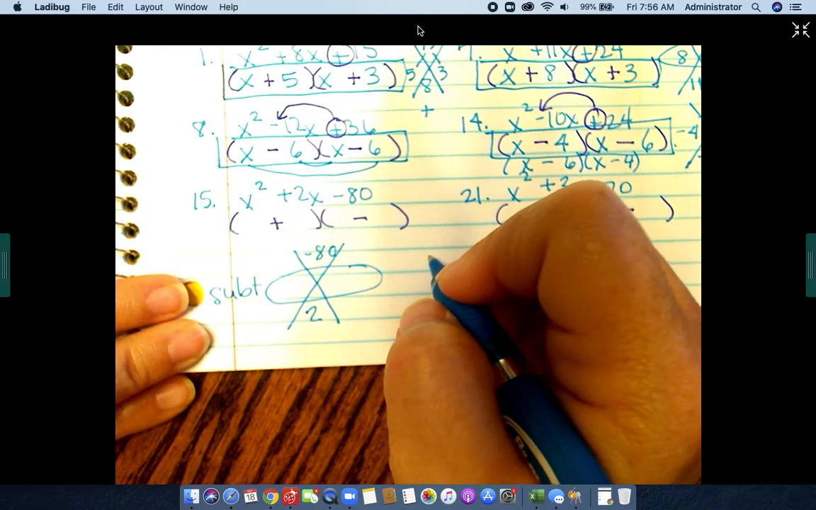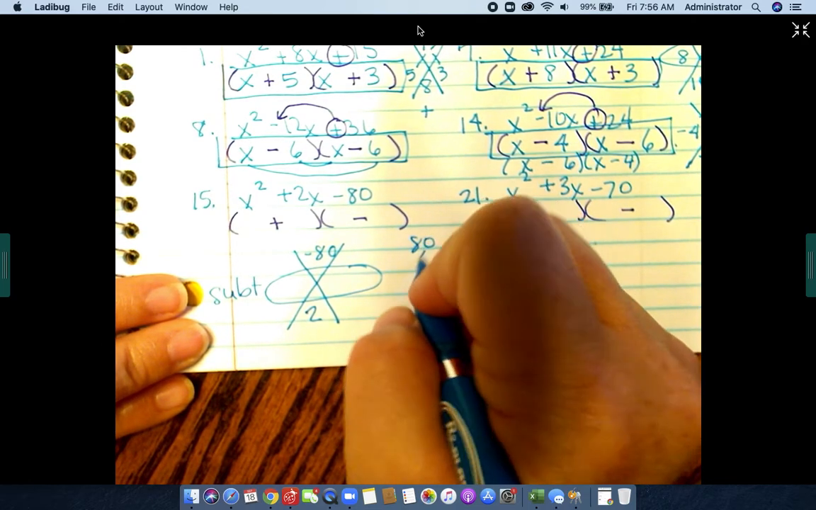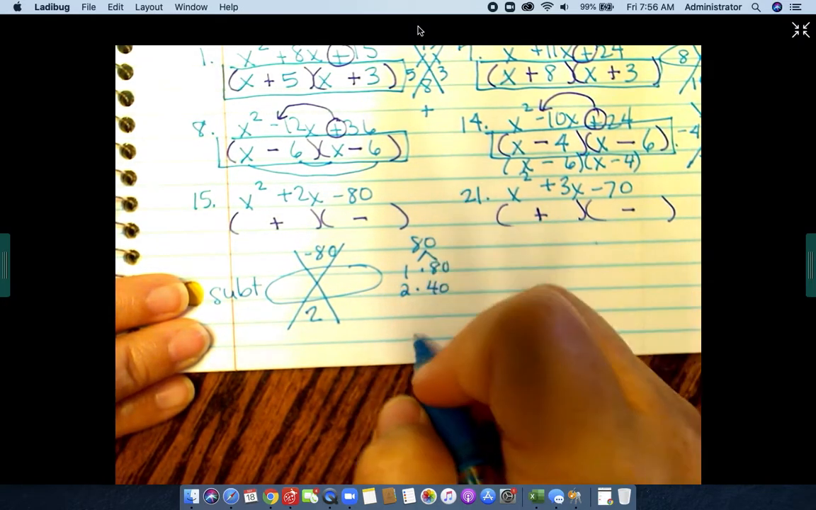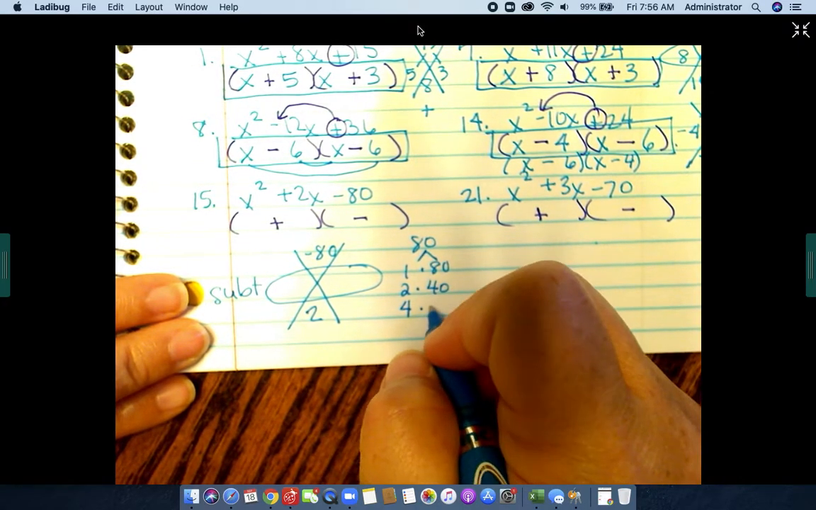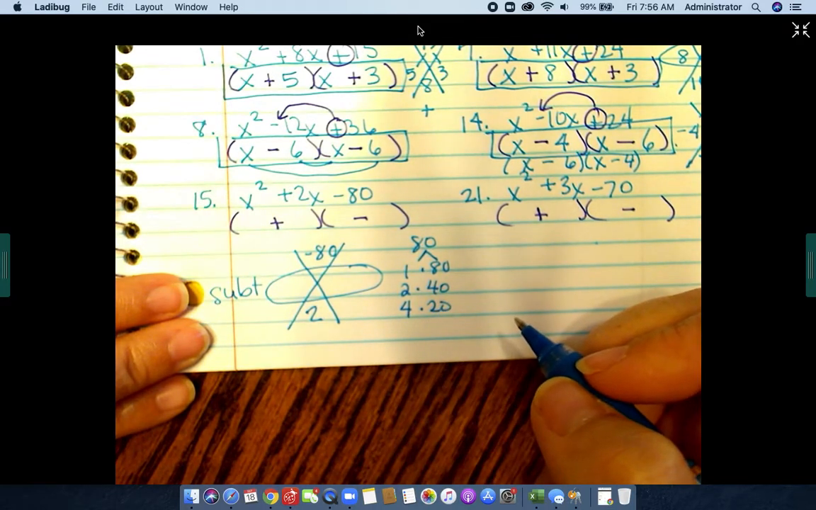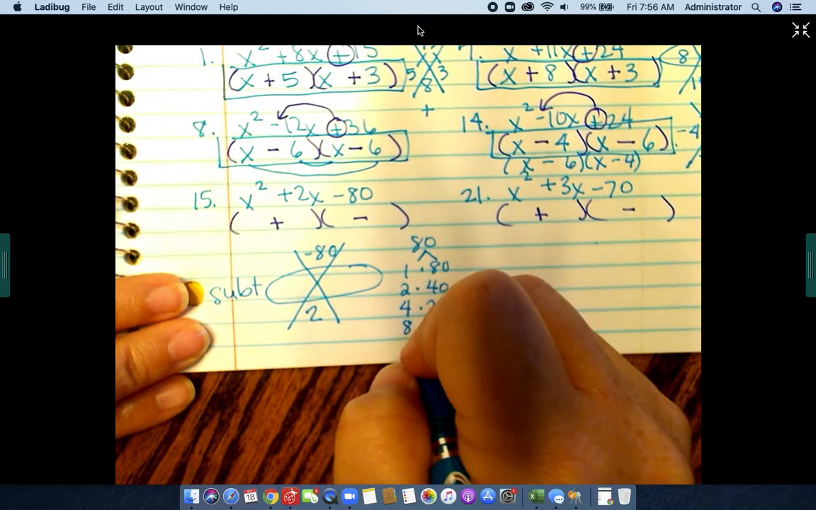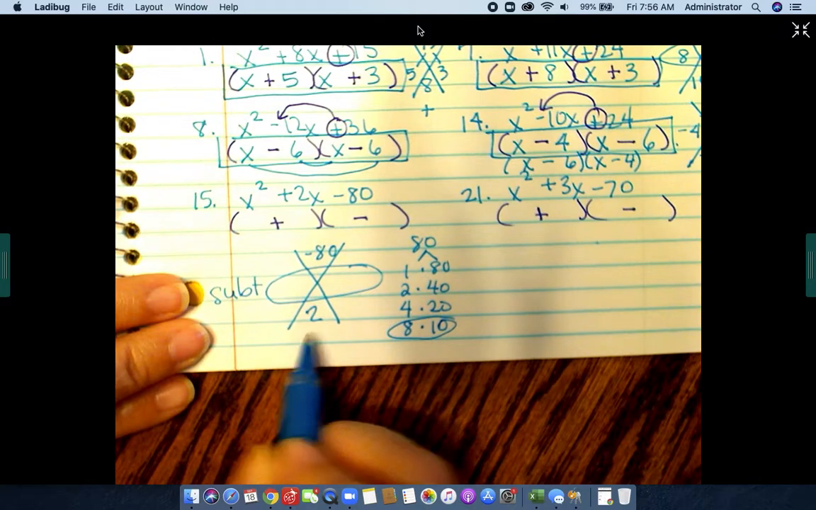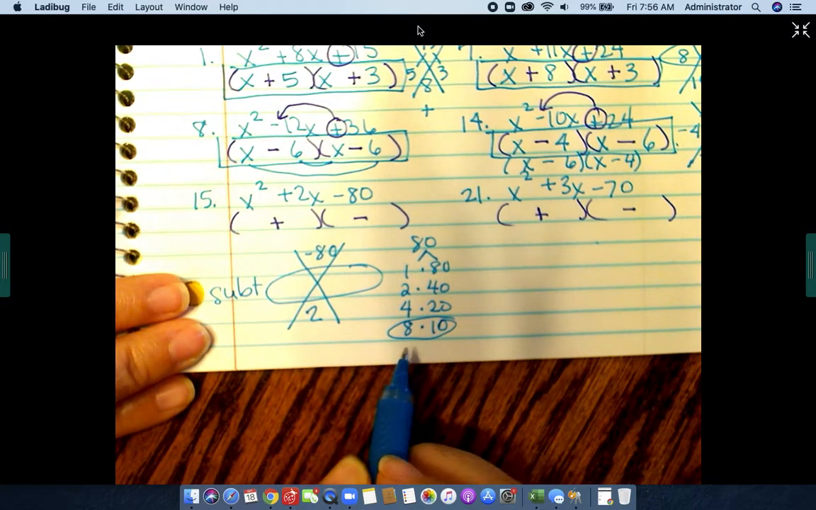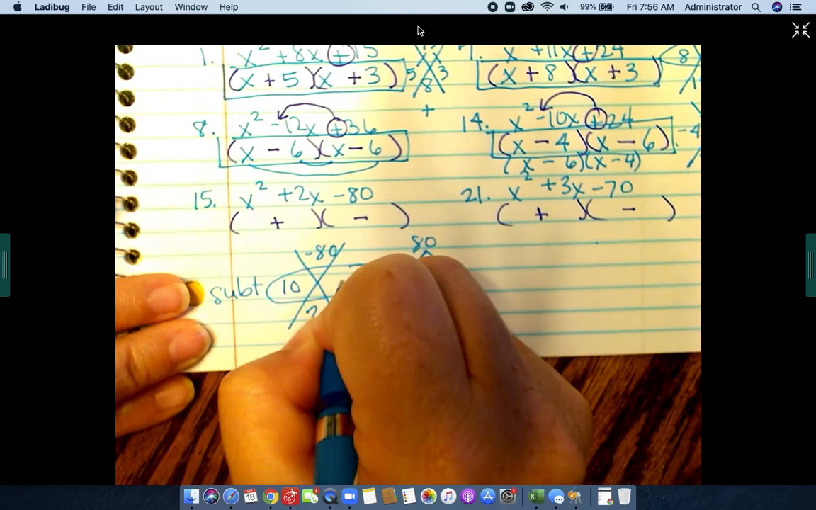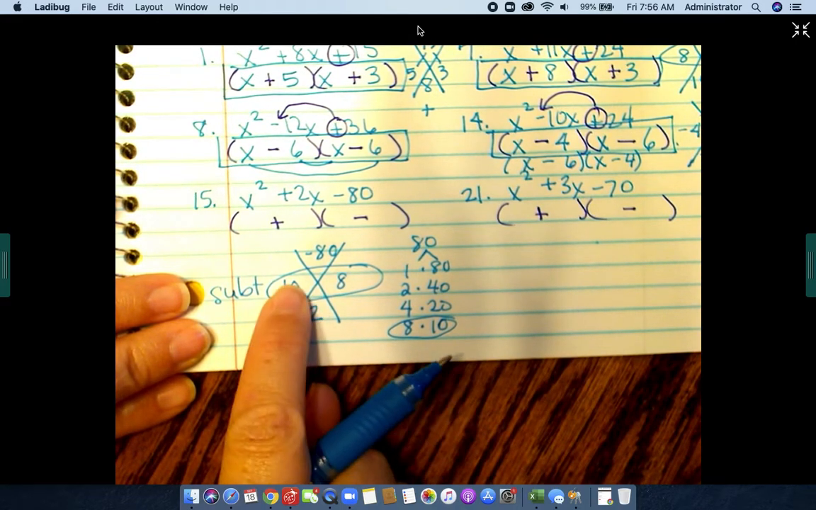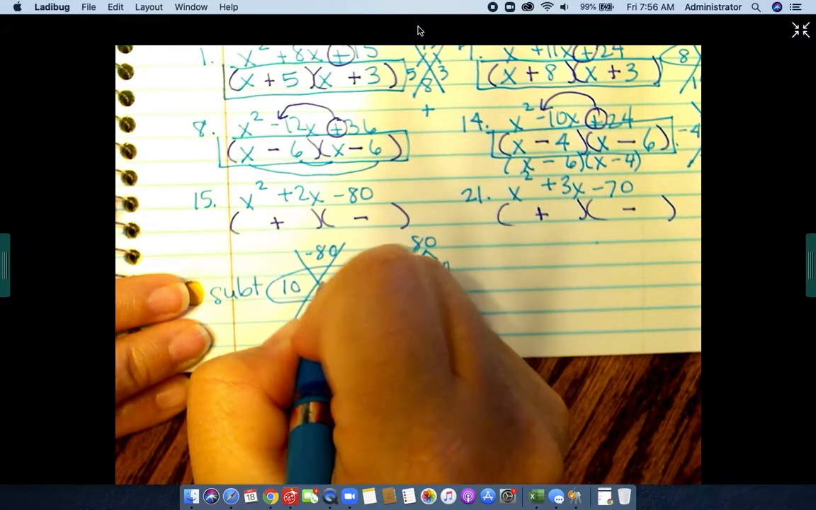So it might pop out right away at you, but just in case it doesn't for others, we've got 1 and 80, 2 and 40, 4 and 20, 8 and 10. Oh, I can subtract 8 and 10 to make 2. So that's what I'm going to use. In fact, if one of them is going to be 10 and one's 8, which one do I need to subtract to get a positive 2? I need it to be 10 minus 8.